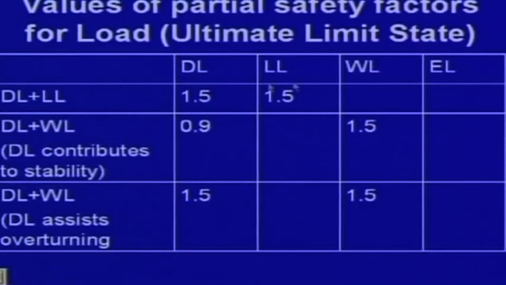And these are the different values. There are different combinations. If we consider, say, dead load and live load only, then you have to multiply that load with 1.5. Dead load means, say, your slab. If we consider the slab, the self weight of the slab you have to multiply with 1.5, and live load also, whatever you are getting, you have to multiply again with 1.5.